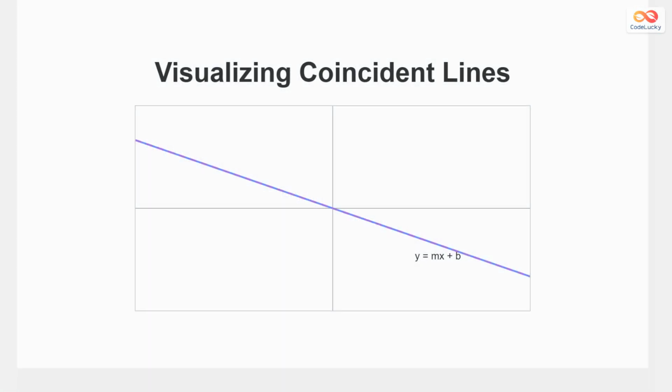Graphically, this means the lines of both equations are drawn on top of each other. They are called coincident lines. Imagine drawing one line and then drawing the second line in the exact same place.